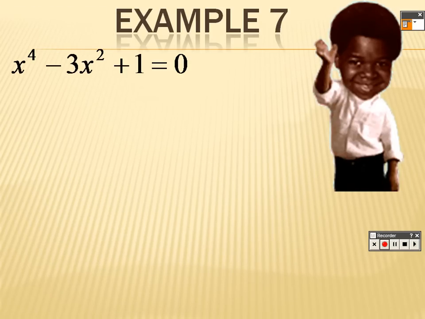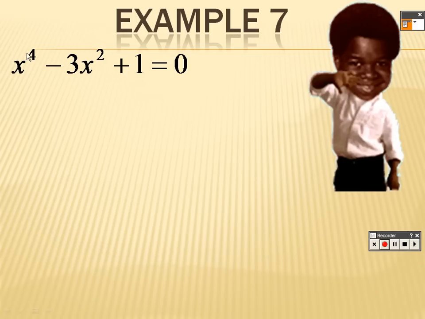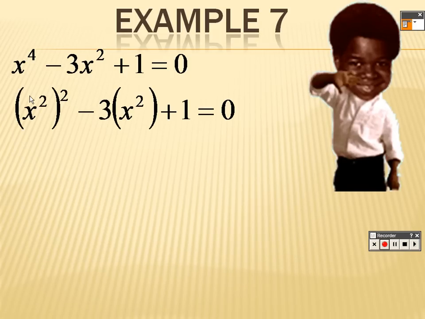Example 7. We can rewrite this, like I said before when we were factoring, in the prerequisite section. Anytime you see an x to the 4th power, you can rewrite that as x squared squared. So that becomes x squared squared minus 3x squared plus 1. And I'm going to take out anywhere where there's an x squared and replace it with an a.